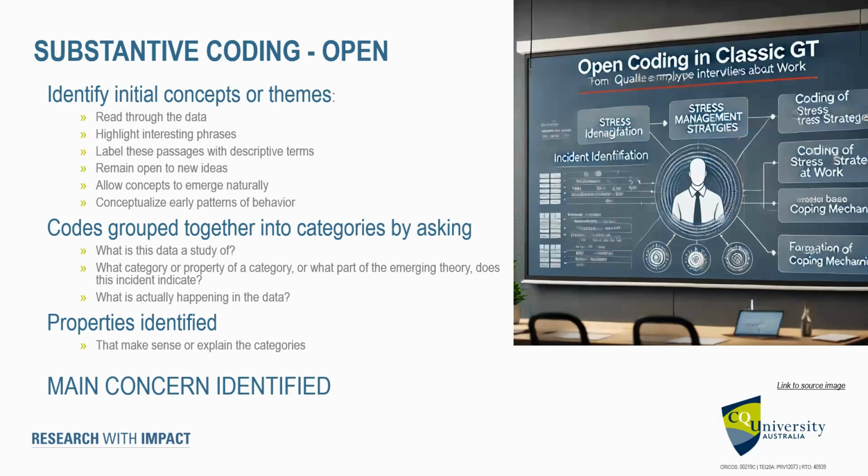More on that later. Codes are grouped together into categories and then properties are identified that make sense or explain the categories. This approach facilitates the generation of rich and sensitive dimensions of substantive codes, all intrinsically grounded in the data and therefore capable of extraordinary explanatory power. Of note, Glaser reminds us that open coding facilitates the identification of the participant's main concern, the problem that the substantive theory will resolve. Let's take a look at the exemplar to see some open coding in action.